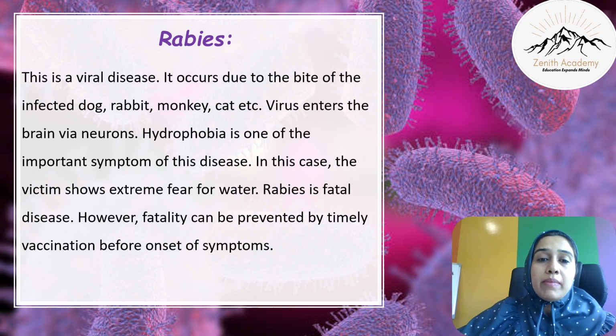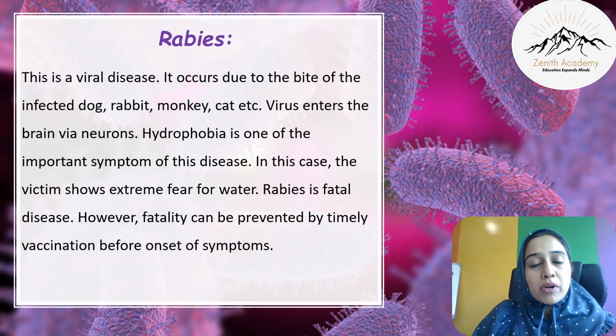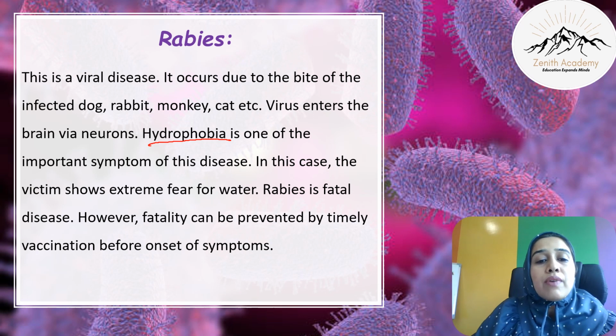First one is rabies. Rabies is a viral disease. Okay, it occurs due to the bite of an infected dog, rabbit or monkey. Infected means these dogs, rabbits or monkeys might be infected with the virus which is responsible for the disease rabies. The virus enters the brain via neurons. Hydrophobia, which means you get fear of water, is one of the important symptoms of this disease.